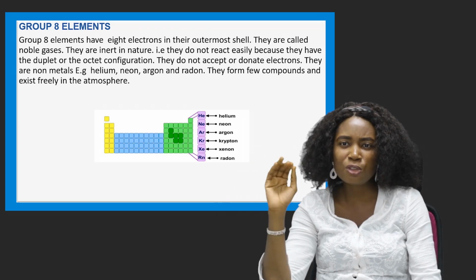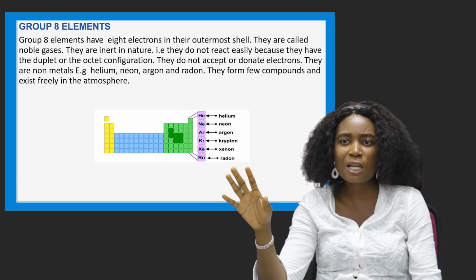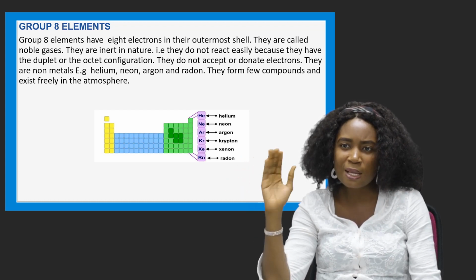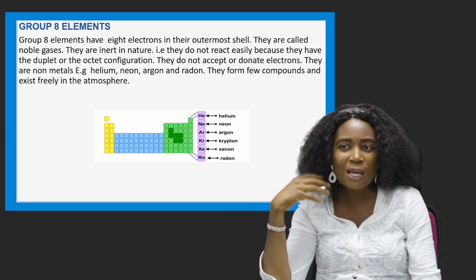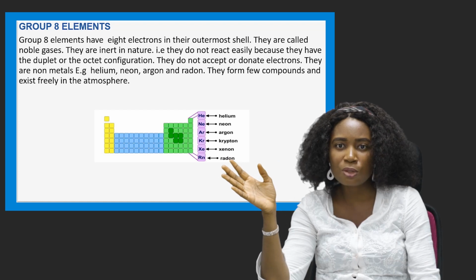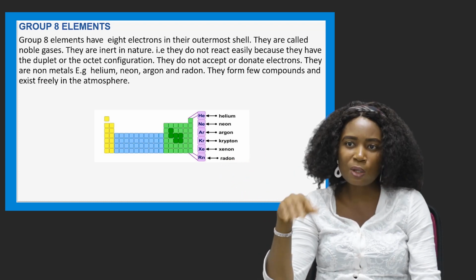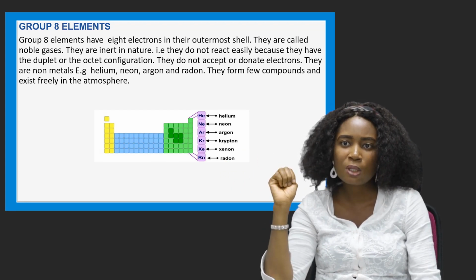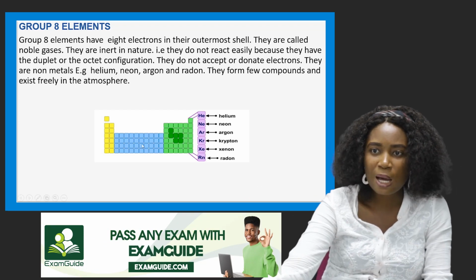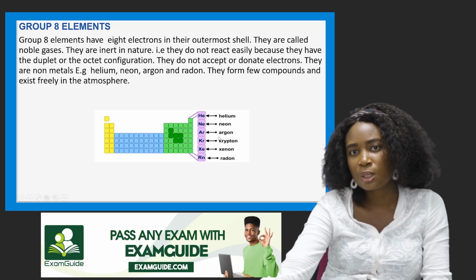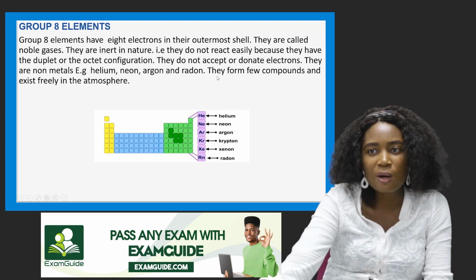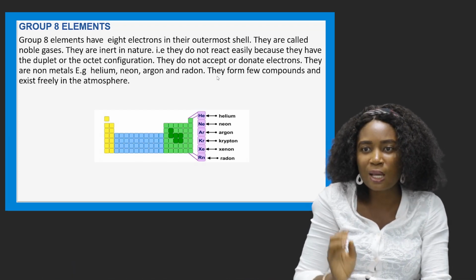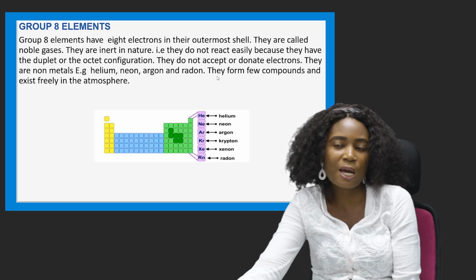So they have attained the noble gas configuration that they are supposed to. That's why they are stable. All the elements in group 8 are said to be stable. Now they do not accept electrons, neither do they donate electrons. So they are classified as non-metals. Examples of group 8 elements, we have helium, neon, argon, krypton, and so on. They are always found in free states. What do I mean by free states? Because they are very stable, they don't easily combine, so you can actually find them in free states in the atmosphere.